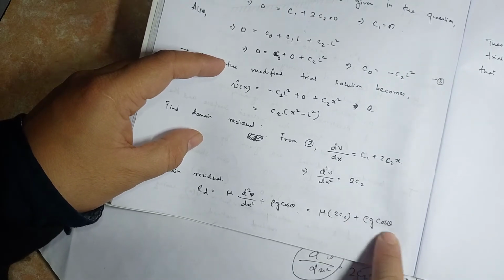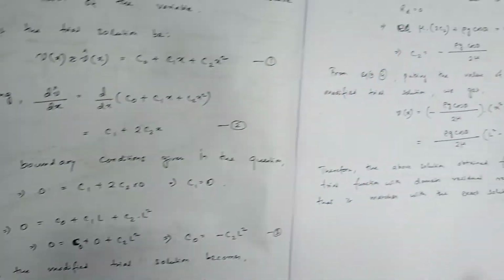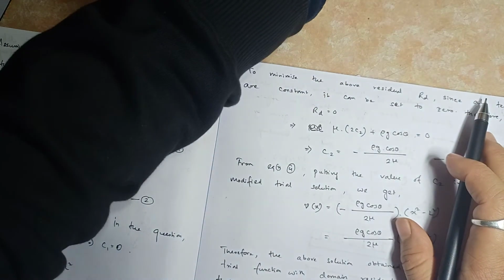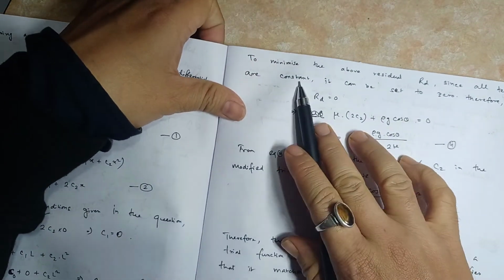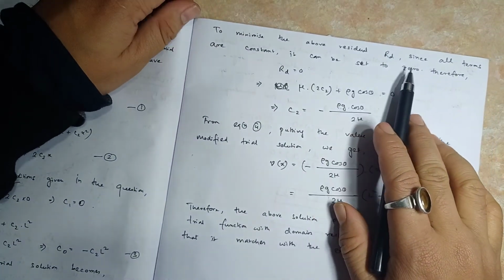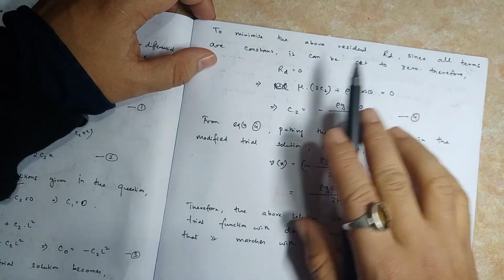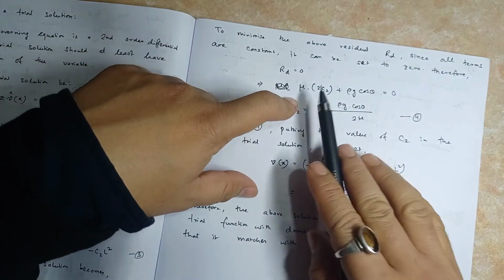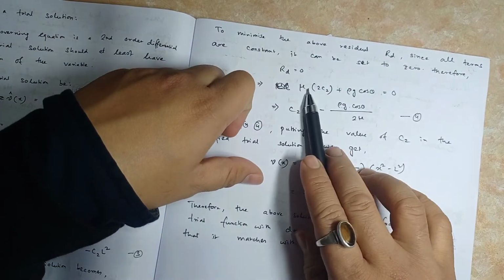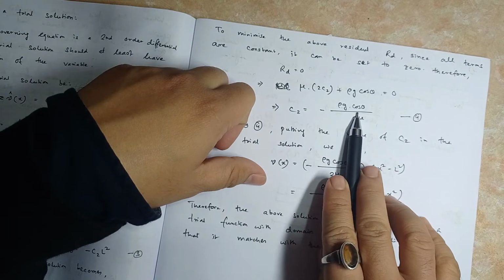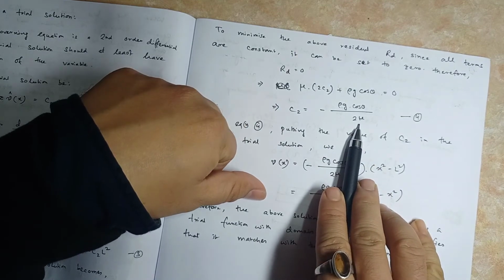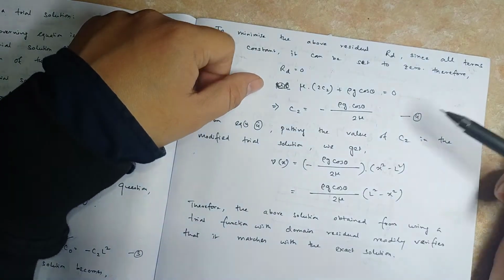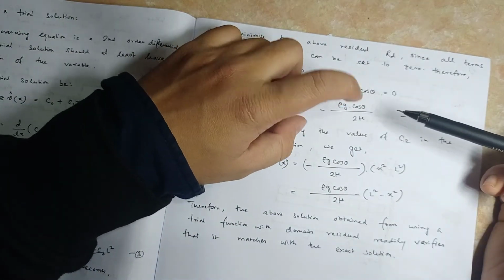Now we want to minimize this, that means we want to make this 0 somehow. If we can make this 0, then our problem is solved. So minimize the domain residual here. Rd is the domain residual, we want to make this 0, so just put that equal to 0. What value of c2 makes this whole thing 0? C2 is minus rho g cos theta divided by 2 mu. This value makes the residual 0. So this is what we need finally.